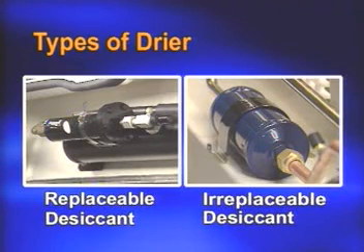There are two types of dryers. In one, the internal desiccant can be replaced. In the other type, the desiccant cannot be replaced.